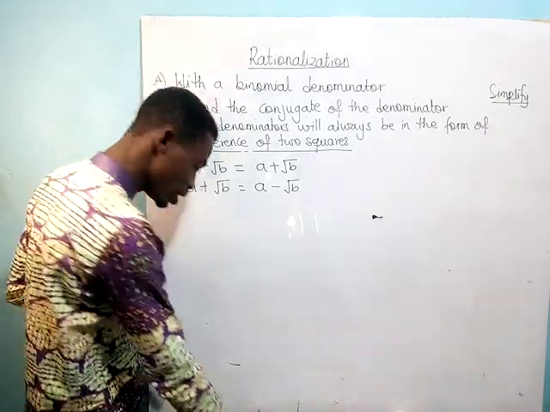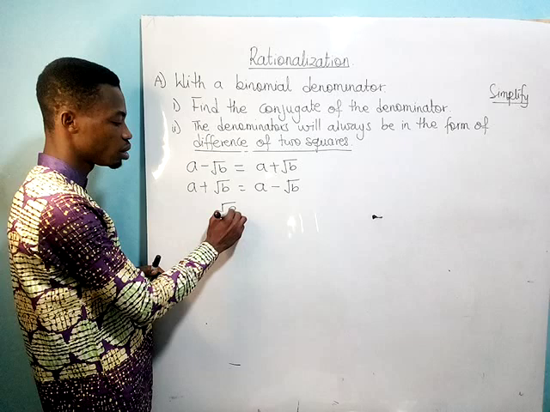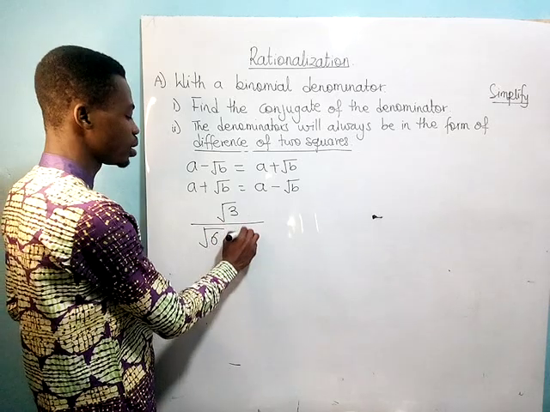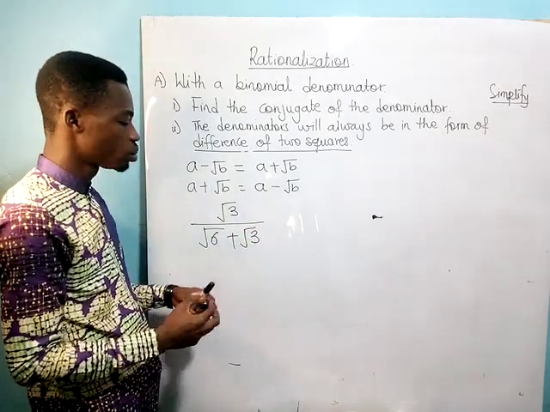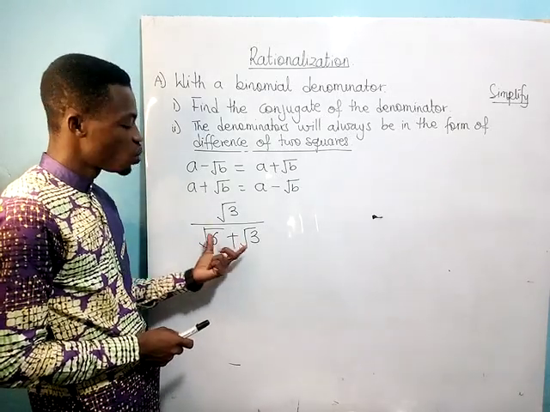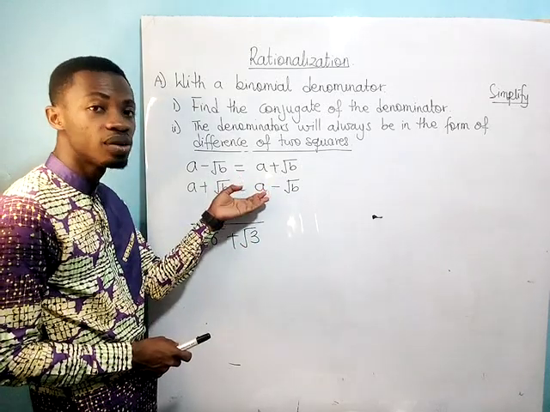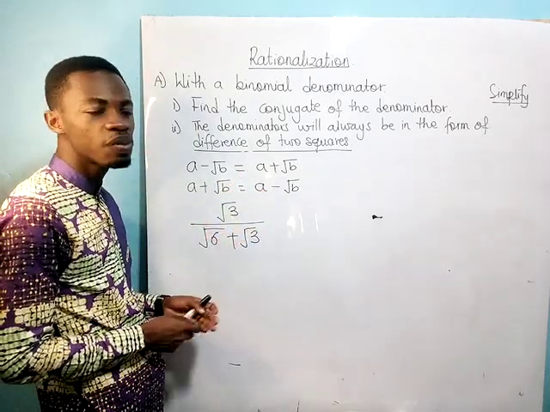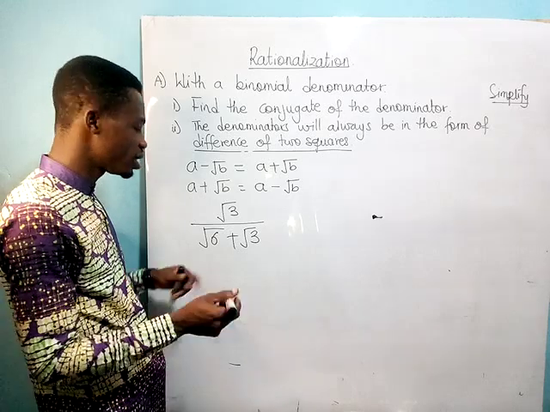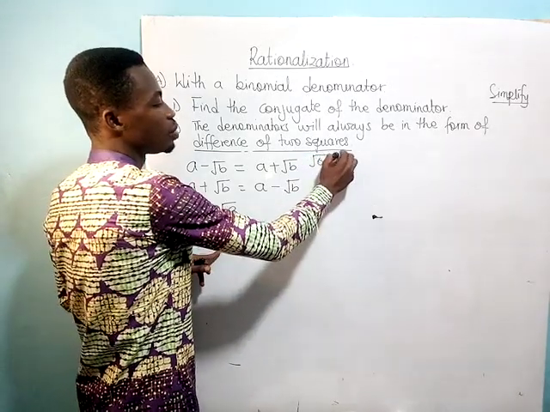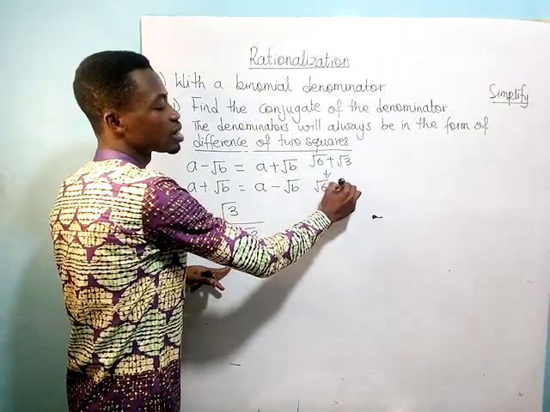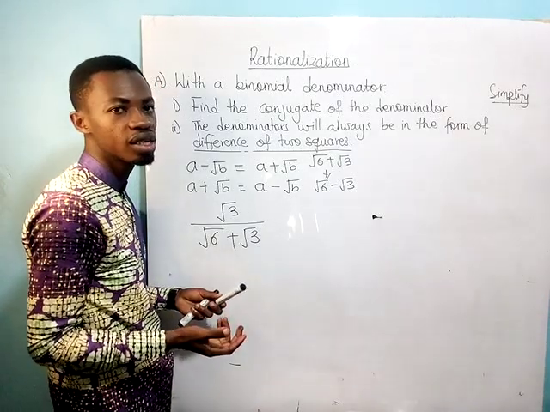So let's pick our first question. We have square root of 3 over square root of 6 plus square root of 3. Now here, since we have a binomial as a denominator, we need to find a conjugate, as I said earlier. Then we multiply both the numerator and the denominator by the conjugate. So here, square root of 6 plus square root of 3, its conjugate will be square root of 6 minus square root of 3.